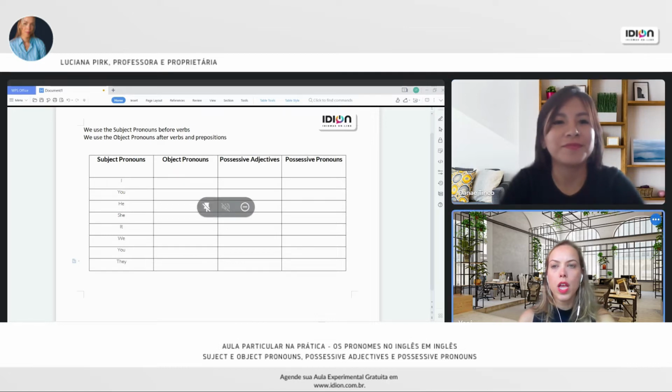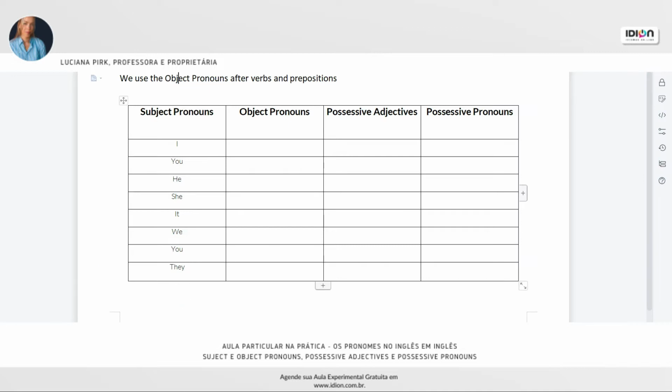No questions, okay. So now let's look at the object pronouns. Let's think about a sentence where we can have the object and the subject. I can say, I call you every day. It's like this. I call you every day. I am the subject. I am the person who performs the action. Who calls you every day? I call you every day.